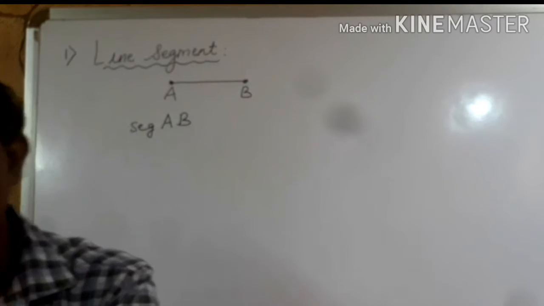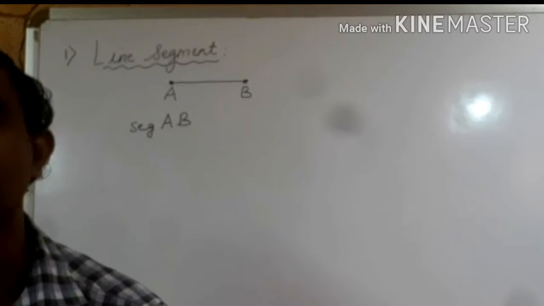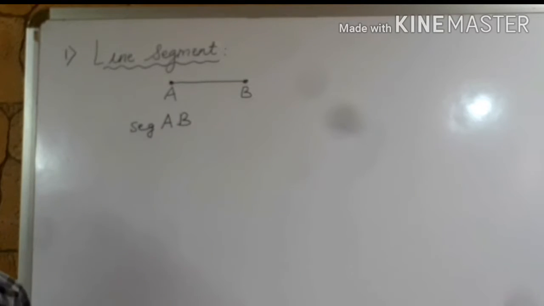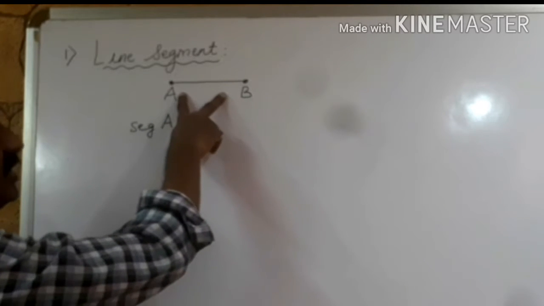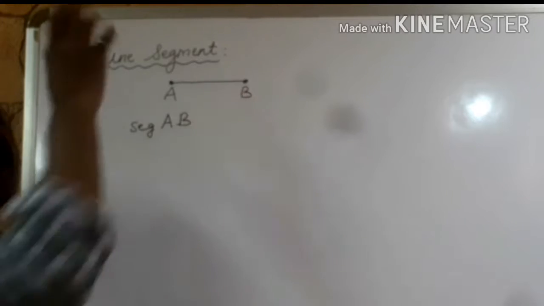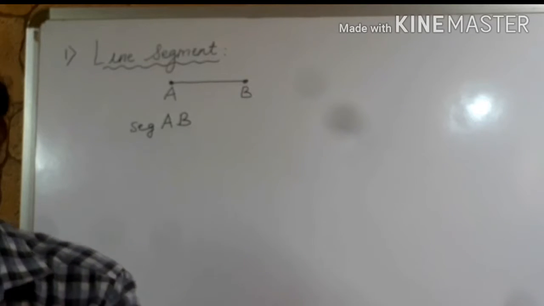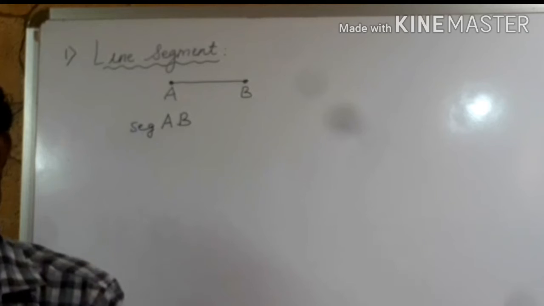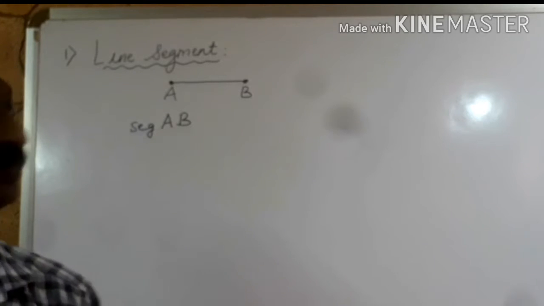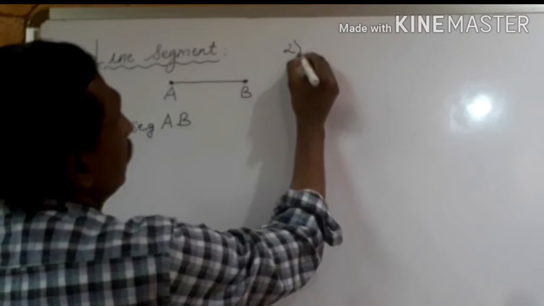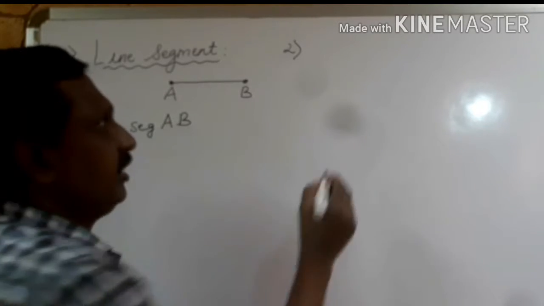The distance between the end points of a segment is called the length of the segment. Next, we will take ray.